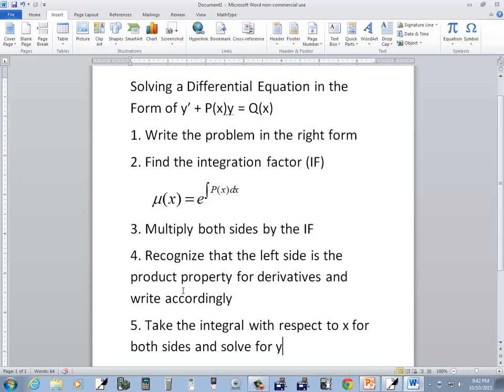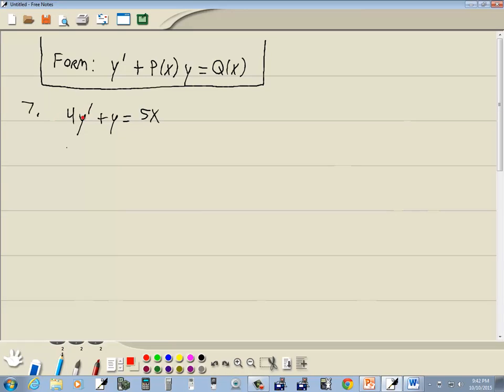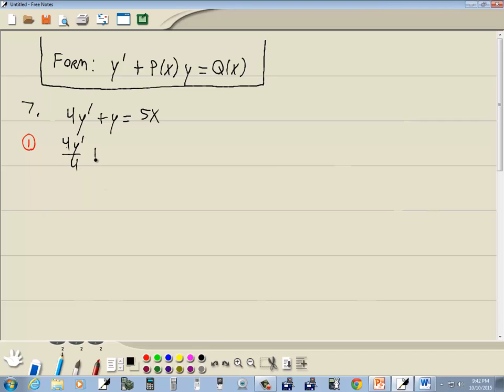Step 1. Write the problem in the right form. Well, it's not in the right form. We got a number in front of our y prime. So first thing we're going to do is divide everything by 4. Divide that by 4, divide this by 4, and divide 5x by 4. So that gives us y prime plus, and I'll put the 1/4 out in front of the y because I like to have that separate, equals, and then 5/4 x. Now remember, if you have it in the correct form, then whatever's in front of your y is going to be your p of x.